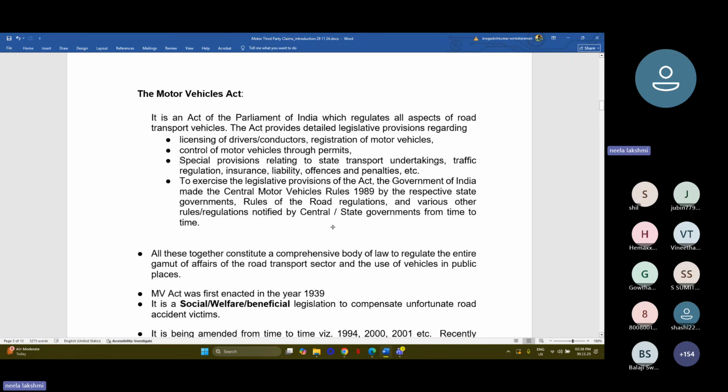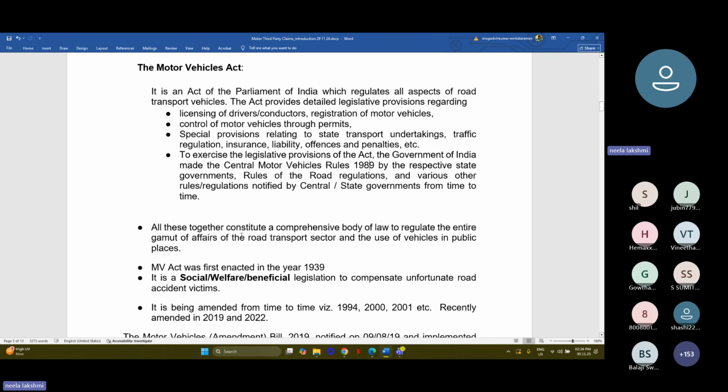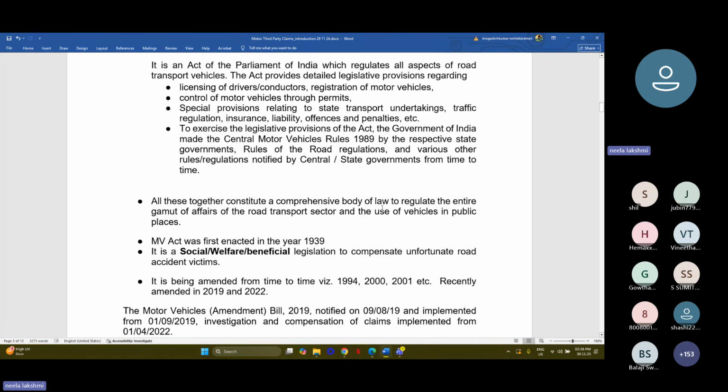To exercise the legislative provisions of the Act, the Government of India made the Central Motor Vehicle Rules 1989. Not only the Motor Vehicles Act, but in addition to that, the Central Motor Vehicle Rules 1989 also plays a vital role in handling a motor TP claim. All these together constitute a comprehensive body of law to regulate the entire governance of road transport sector and the use of vehicles in a public place.